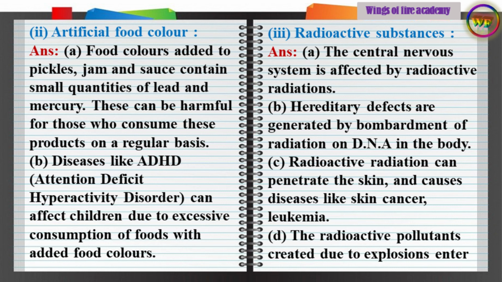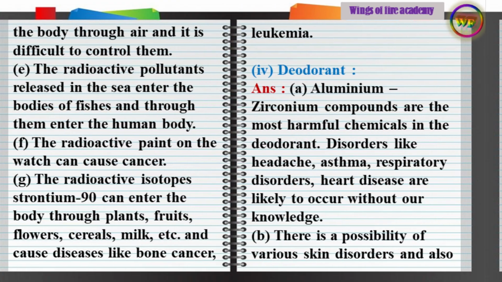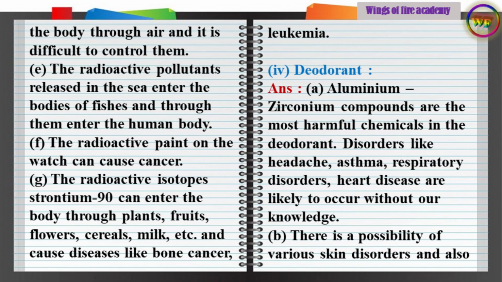A. The central nervous system is affected by radioactive radiations. B. Hereditary defects are generated by bombardment of radiation on DNA in the body. C. Radioactive radiation can penetrate the skin and causes diseases like skin cancer, leukemia. D. The radioactive pollutants created due to explosions enter the body through air and it is difficult to control them.